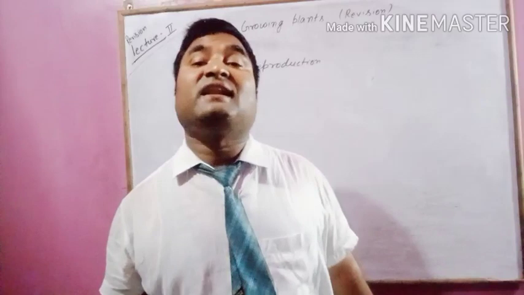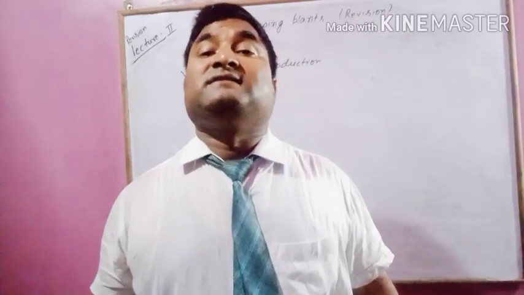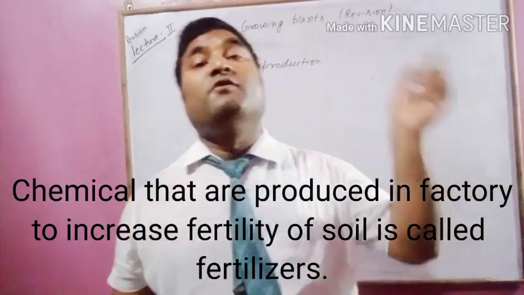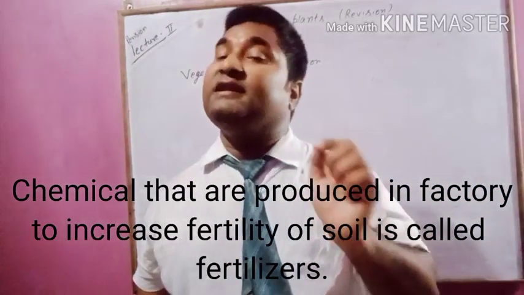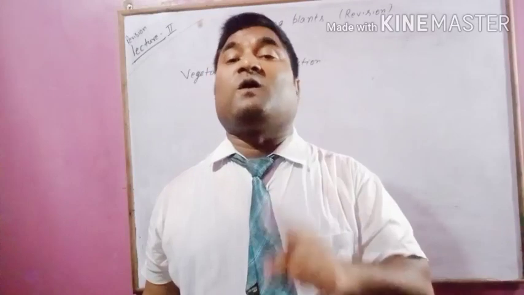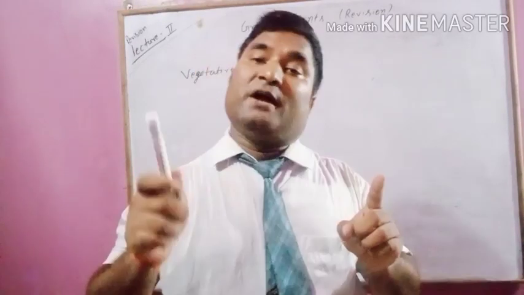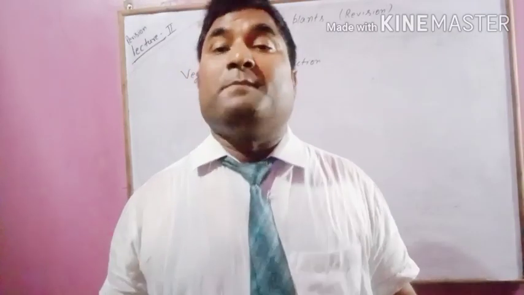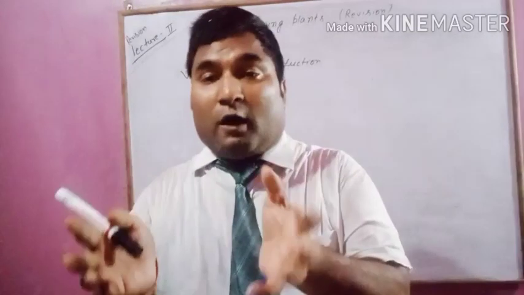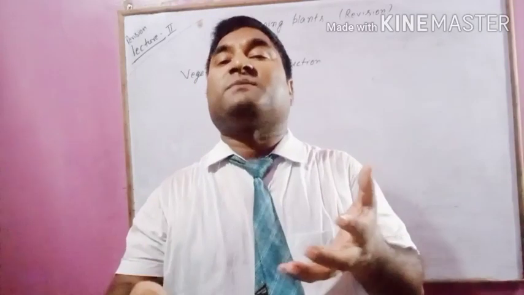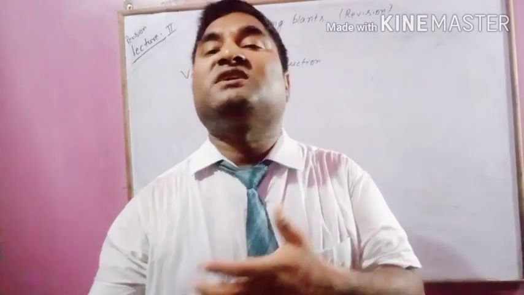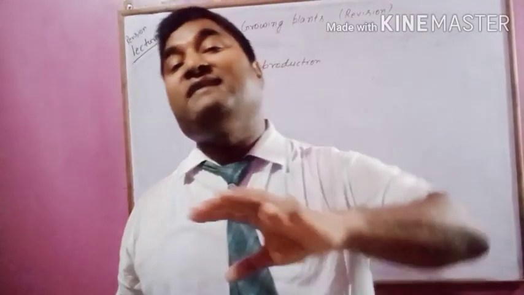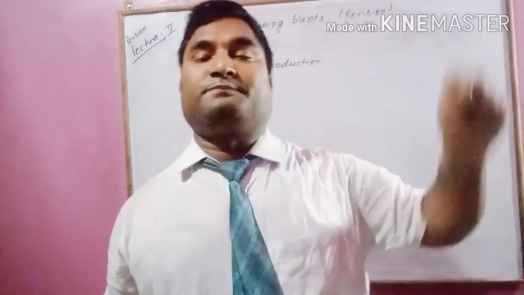Next is fertilizer. What is fertilizer? The chemical that is produced in the factories for increasing the fertility of the soil is called fertilizer. Both manure and fertilizer increase the fertility of the soil, but manure is an organic substance, means a natural substance that is decomposed and mixed in the soil, but fertilizers are chemicals synthesized in the factories.